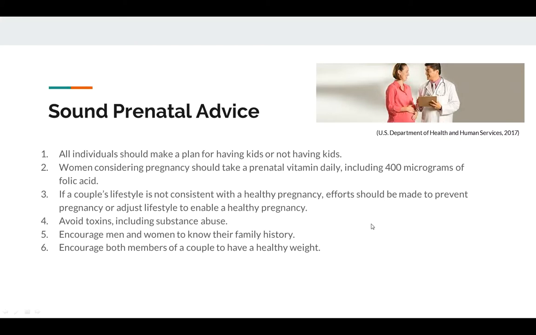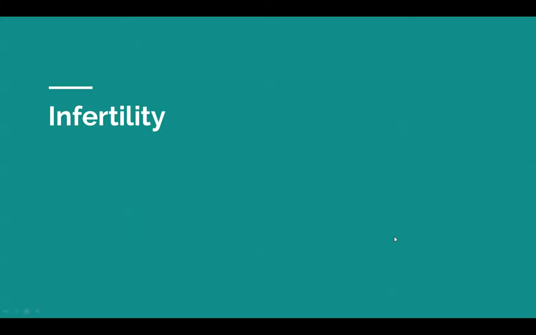If a couple's lifestyle or an individual's lifestyle is not consistent with a healthy pregnancy, then you as the provider need to help that woman or couple make an effort to either prevent a pregnancy or adjust their lifestyle to have a healthy pregnancy. Toxins and substance abuse should be avoided. Men and women need to know their family history, and everybody needs to be at a healthy weight so that if they want to or are pregnant, that they're in the best situation possible.